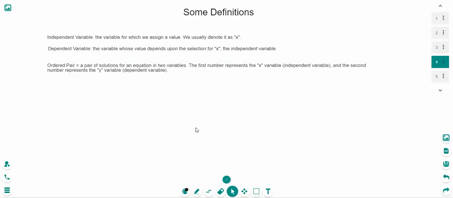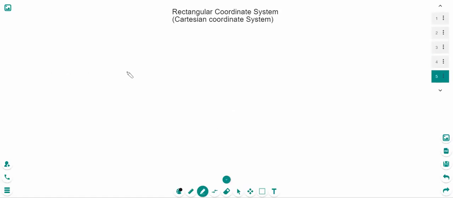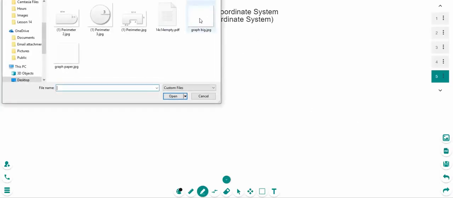So once you've written that down, let's move on. Now we're going to set that aside for right now. We'll talk more about ordered pairs and equations in two unknowns tomorrow. But right now, we're going to introduce a new system. We're going to introduce the rectangular coordinate system, otherwise known as the Cartesian coordinate system. All right, so let's first begin by throwing in a picture here. Let's see, we'll go with this one.